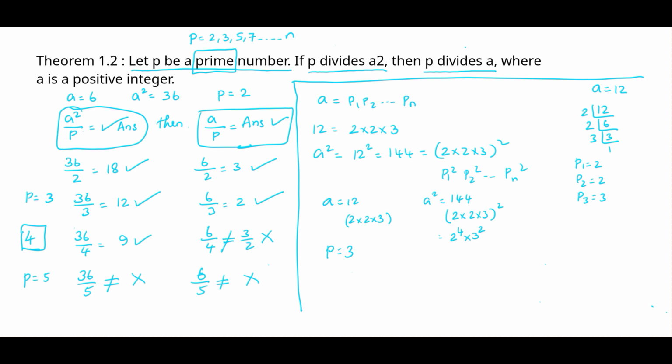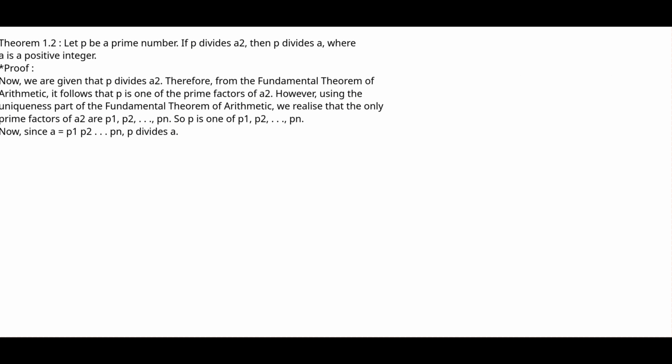Now to understand the next part of the theorem, let's go directly into the theorem, and I will explain from the theorem itself. The theorem says, if p divides a square, and here we have taken p as 3 and a as 12, so a square will be 144. So the factors of 12 will be 2 square into 3, and the factors of 144 will be 2 to the power 4 into 3 square.